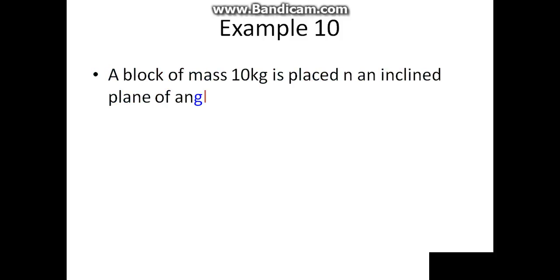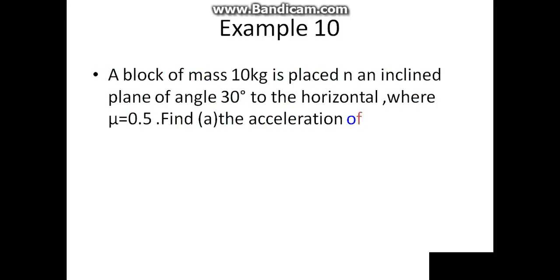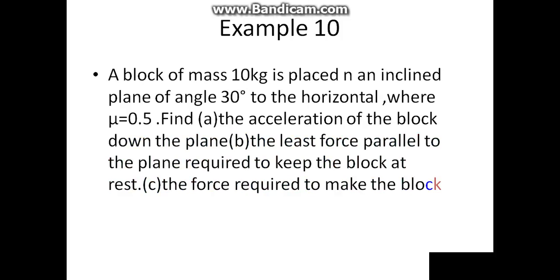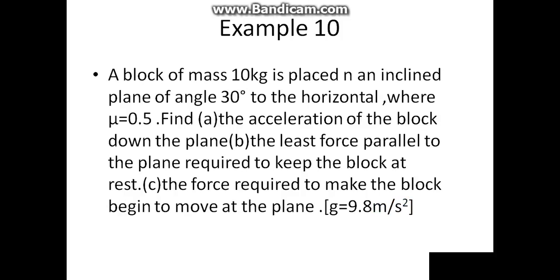Example 10. A block of mass 10 kg is placed on an inclined plane of angle 30 degrees to the horizontal, where mu is equal to 0.5. Find A. The acceleration of the block down the plane. B. The least force parallel to the plane required to keep the block at rest. C. The force required to make the block begin to move up the plane. Taking g, acceleration due to gravity, equal to 9.8 meters per second squared.